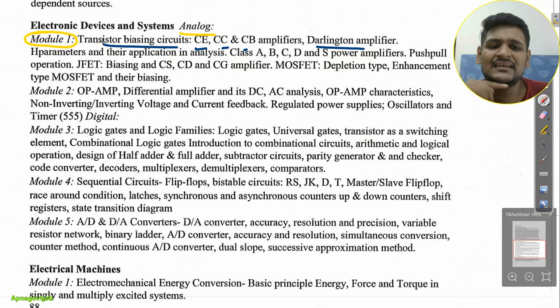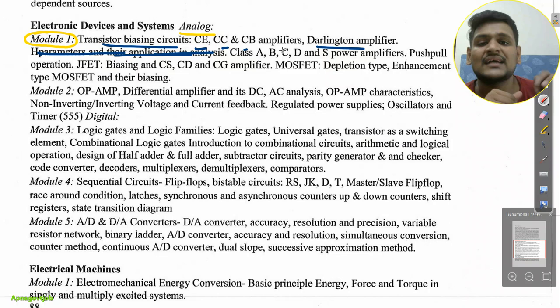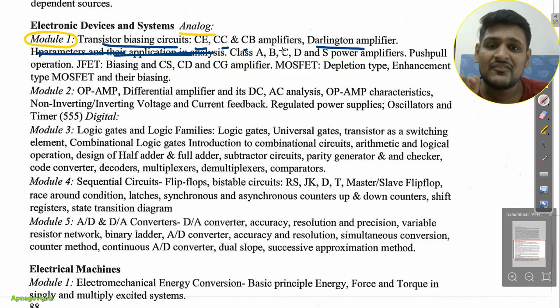Class A, B, C, D power amplifiers, just know the basics of class A, B, C, D. That is, what is their conduction angle, okay? Then what is crossover distortion, in which class of power amplifier crossover distortion exists, okay? Which power amplifier we use to nullify the crossover distortion effect, that basic thing you should know. Next is push pull operation, so leave this, no need to worry here.